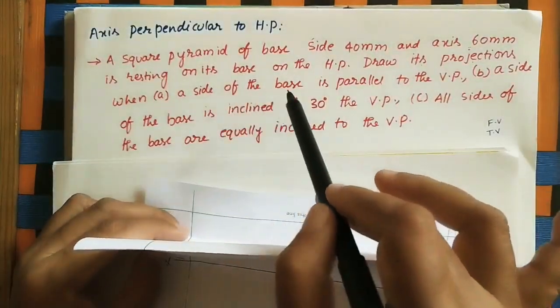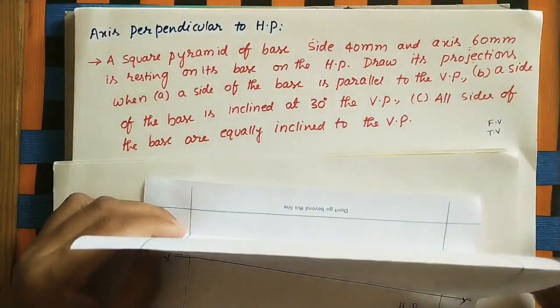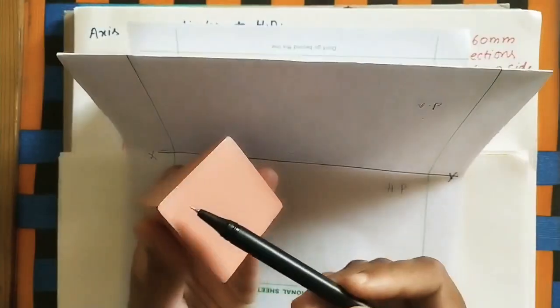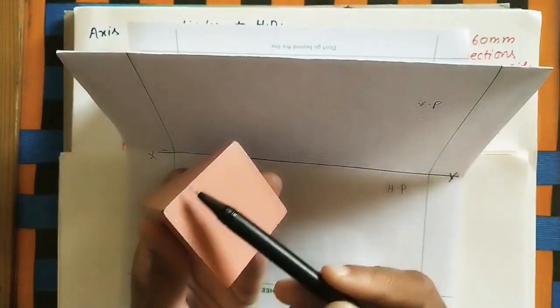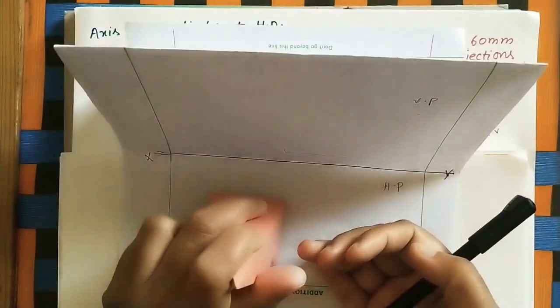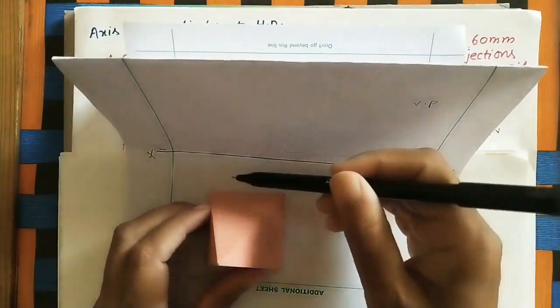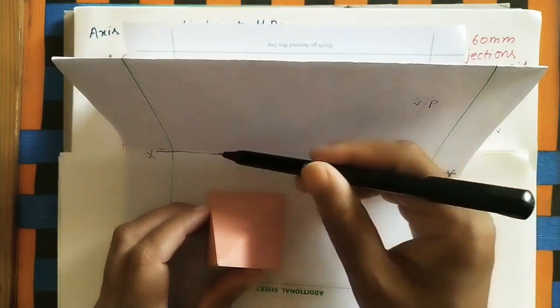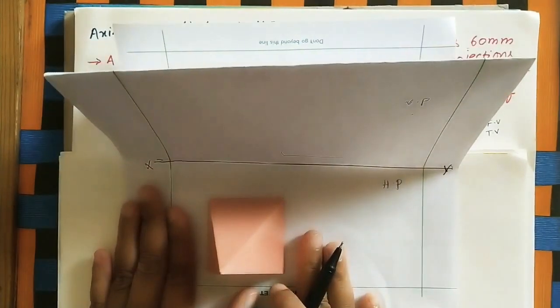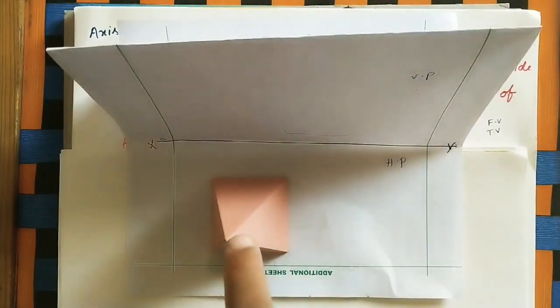A side of the base is parallel to the VP. A side of the base means, this is the taken square pyramid, so this is the base, and one of its sides. It has four sides, and one of the sides is parallel to the vertical plane. So we can keep this pyramid like this, so that this side is parallel to the vertical plane. Now the given position in the first bit is like this. We have to do the projections of it: the top view of this pyramid and then the front view of the pyramid. These two views come in the projections.